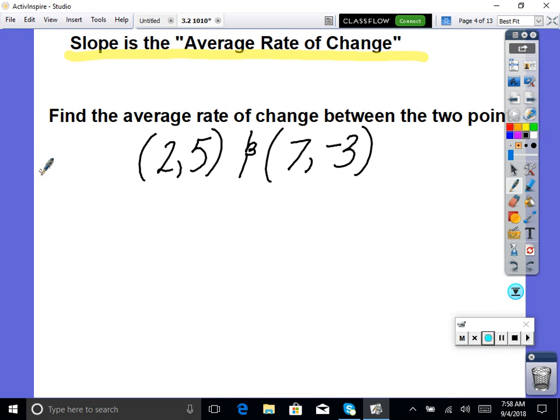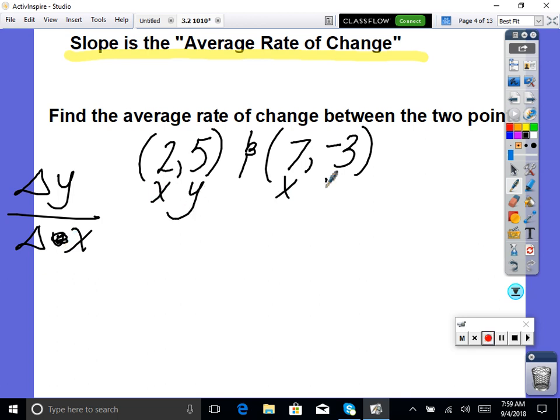Well, remember, we're doing the change of y over the change in x. That is the average rate of change. So it's the same thing as slope. So xy. What's my first point? 2, 5, right? It would come first. So 1, 1, 2, 2.